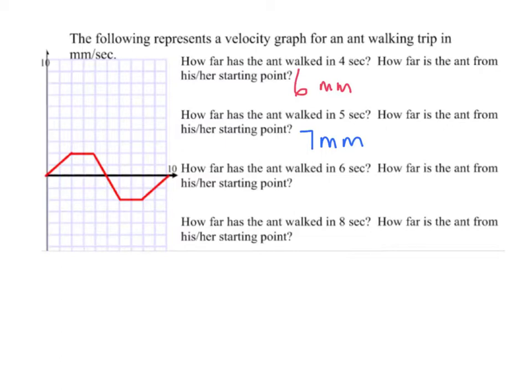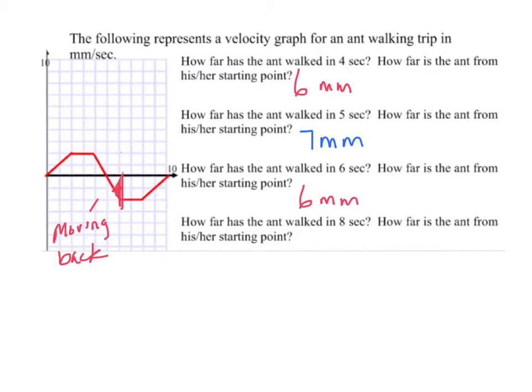Next, how far has the ant walked in 6? Well, 6 is right here. Now, a negative velocity means you're moving backward. You've got to remember that from a few videos ago. The ant changes direction at time 5. It was walking forward. Now it's walking backward. The area here is 1, but it's moving in the opposite direction. So the ant moved forward 7 and back 1, so it's back at 6 millimeters.